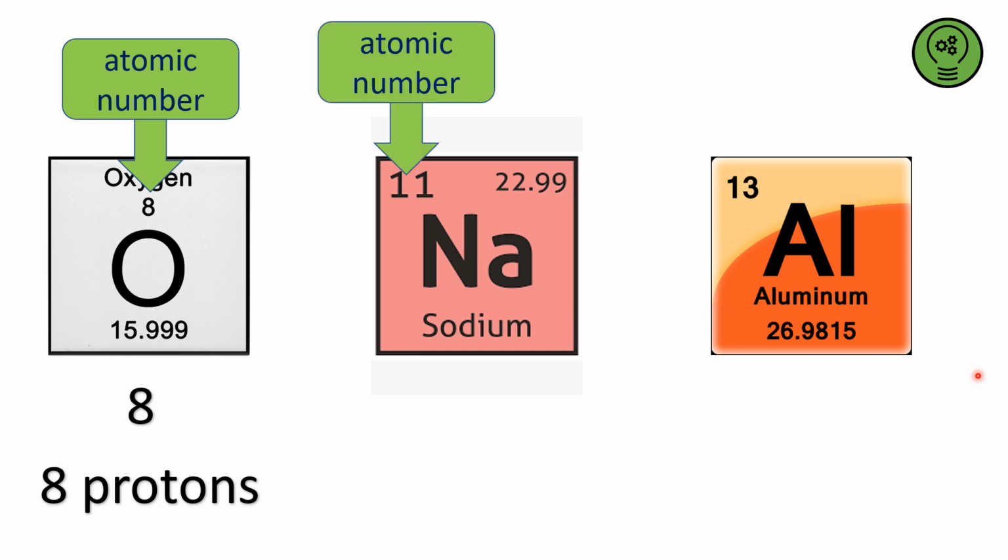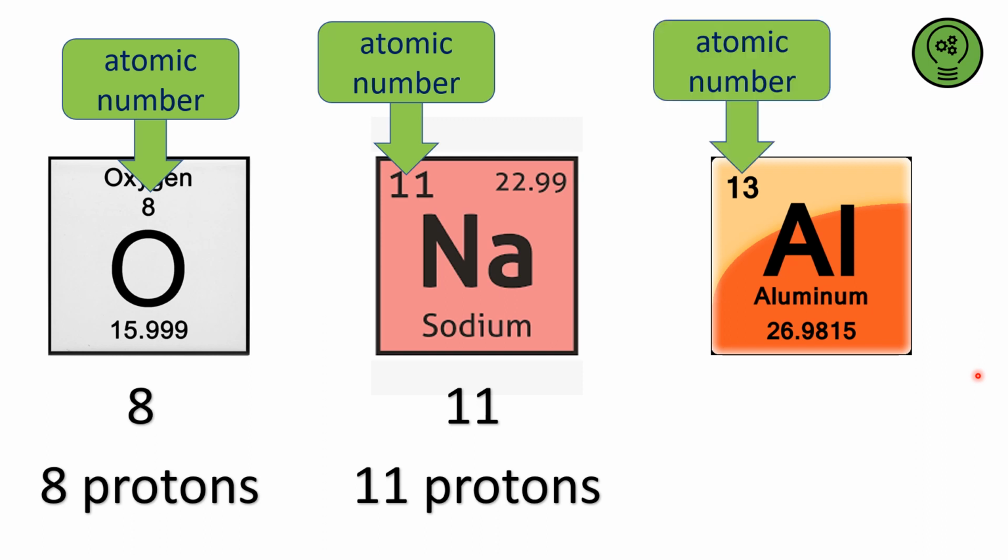Sodium, I'm looking at the smaller number here. My atomic number is 11. And this tells me I have 11 protons. For aluminium, my small number is here. My atomic number is 13. And that must mean I have 13 protons. Did you get it right?